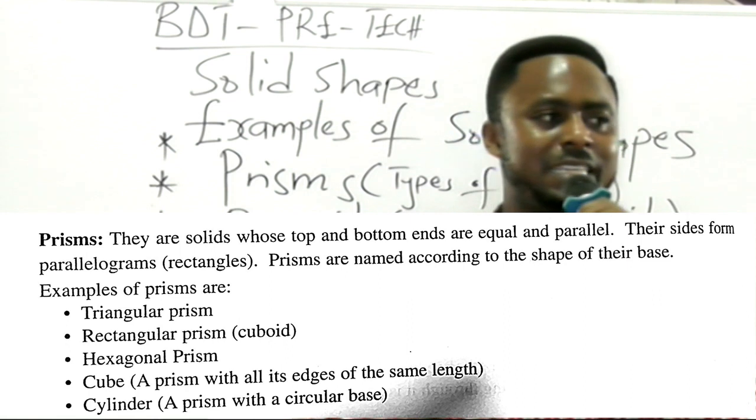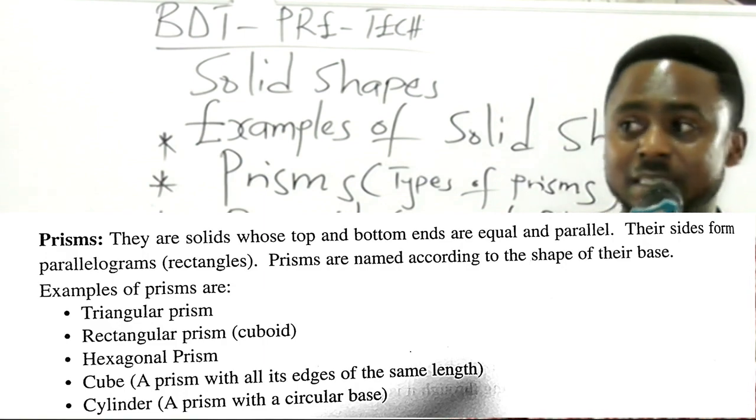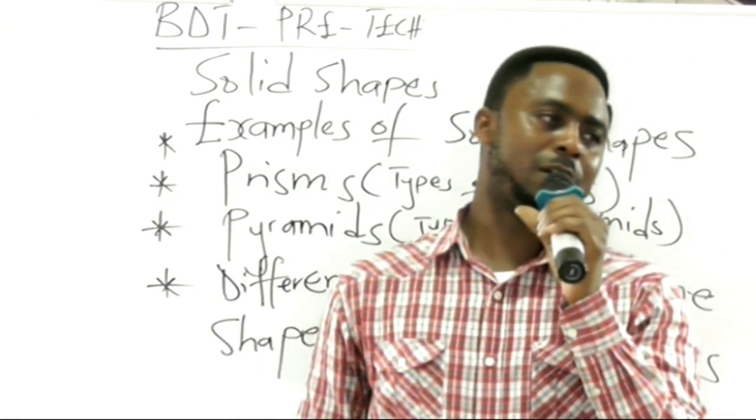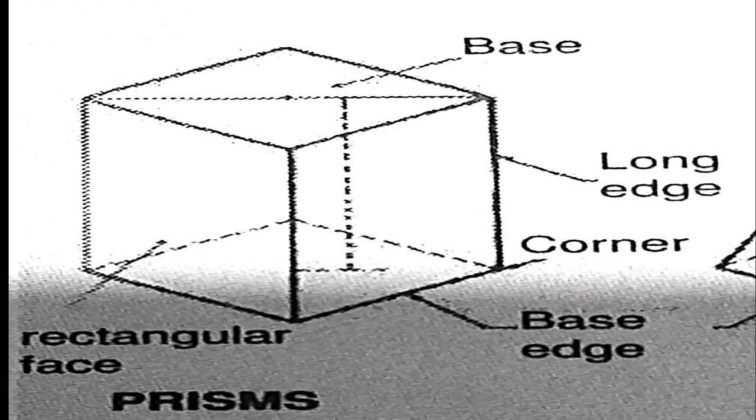And then we have a cylinder. A cylinder is a prism with a circular base. If you have a prism with a circular base, it is called a cylinder. Good. And then we have a diagram showing the parts of a prism. So we have the base, then we have the long edge, the corner, the base edge, and then the rectangular face. So these are the parts of a prism.